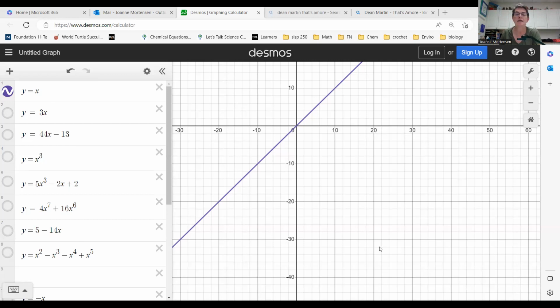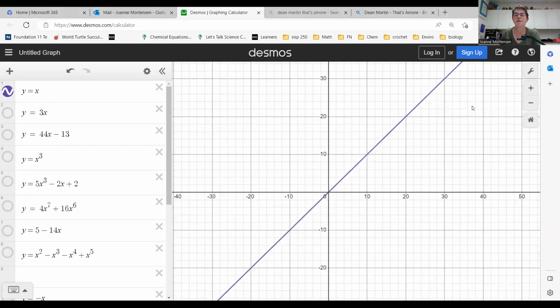And quadrant 1, 2, 3, and 4. If this is y equals x, it starts down here and goes to there. Now, if I change it and have 3x there, it's steeper, right? The slope is higher, but I'm still starting in quadrant 3 and ending in quadrant 1. So you can just see.